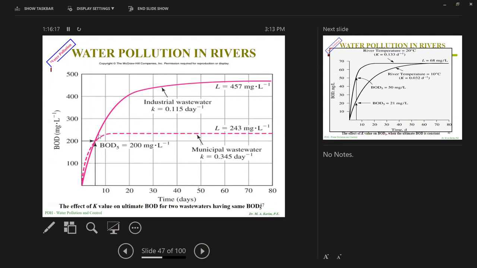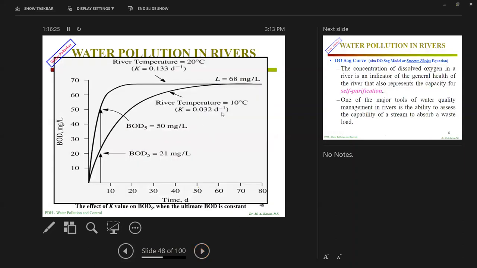Whereas if I just use the 5-day BOD, that means it's misleading, right? Because both are the same. So that's another reason we have to know the ultimate BOD. Here is another example. You see here, the 5-day BOD for this waste is 21, for that one is 50. But if I look at ultimate BOD, it looks like the ultimate BOD is the same.